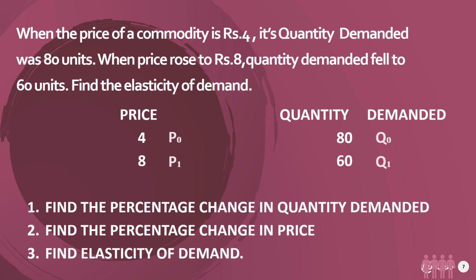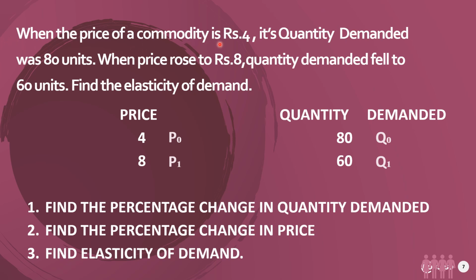So here is another problem that we are going to attempt to solve. As you can see, the problem is given in a different way. It's a worded problem that you have. In the earlier slides, we were given the column directly, the price column and the quantity demanded column. We were given the prices and the quantity demanded at the respective prices. Here you are given a worded problem. So let us start reading it.